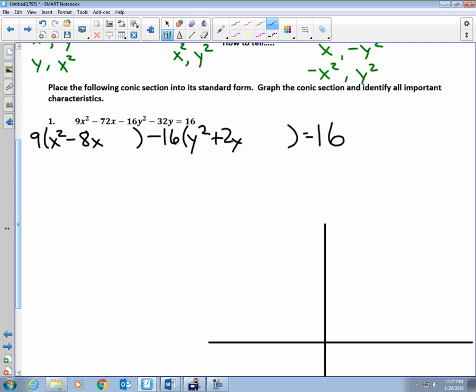Complete the square. What number do I add to complete the square? 16. What is the true value of that 16? 9 times 16 is 144. Remember doing that first semester? And that's why we practiced it, to get good at it, so this wouldn't be as hard. Now, what number do you add here to complete the square? What is the true value of that 1? Negative 16.